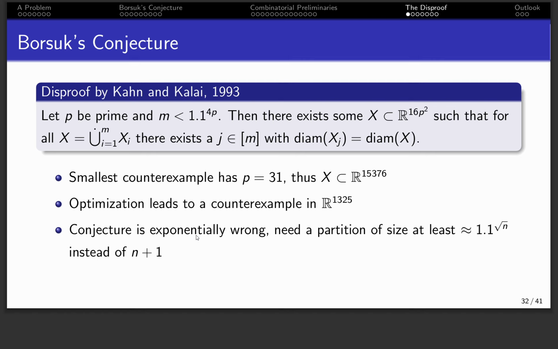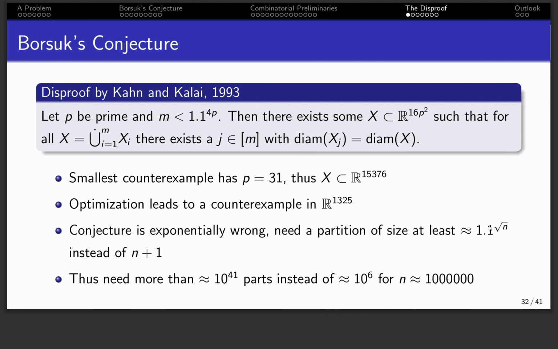So we assumed a linear behavior, that we always can find a partition of size n plus 1. But here we need a partition of size roughly equal to 1.1 to the square root of n. And this makes a huge difference. So if we have n being 1,000,000, which is not a prime number, but we can find a prime number close by, then we need more than 10 to the 41 parts by this theorem here, instead of the million parts, which we assume with our conjecture.